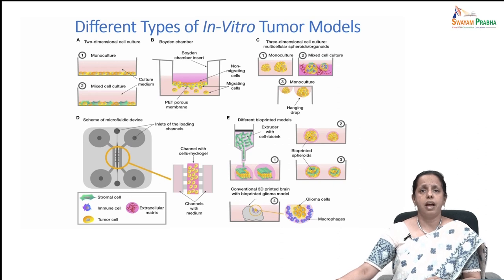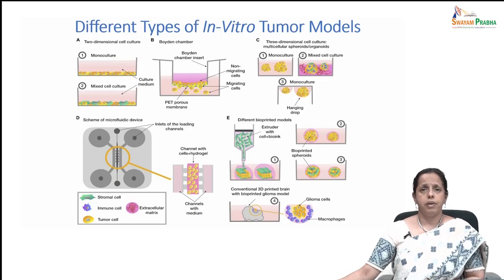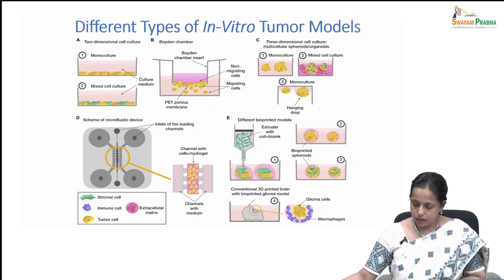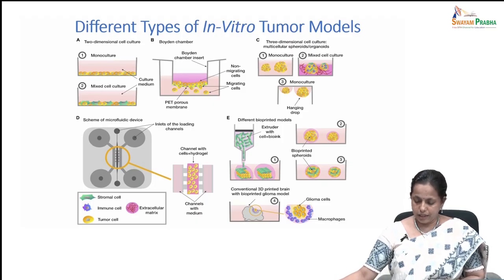And there is a different three-dimensional cell culture through the formation of multicellular spheroids, and the mixed cell culture. Then we have schemes for microfluidic devices to develop the tumor microenvironment, where a channel with cells and hydrogels is placed in the central channel. Based on the purpose of the experiments, these channels are filled with different kinds of medium. And here again, the tumor bioprinting models, where a tumor model is layered along with layers of stromal cells, as we can see here.